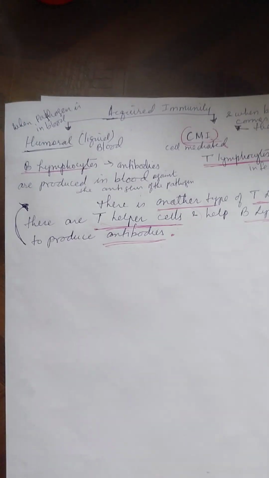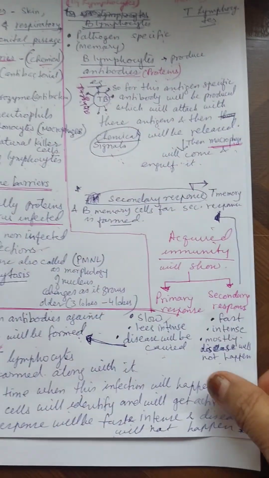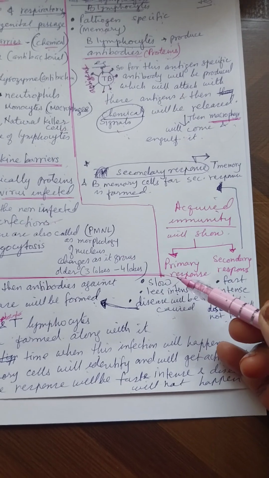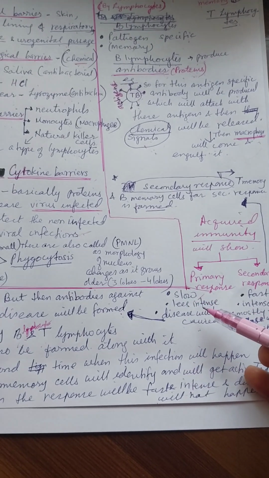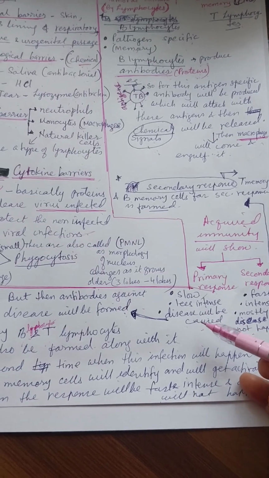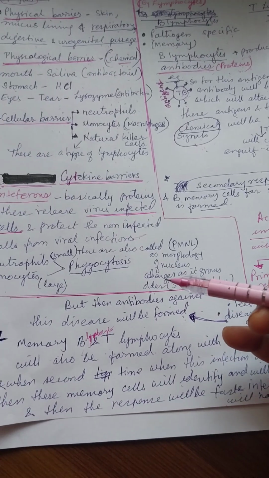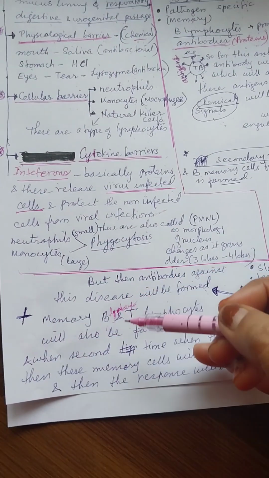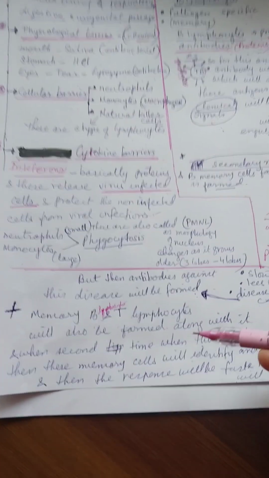Now let us understand the two types of responses in acquired immunity. So there are two types of responses, the primary response and the secondary response. When a pathogen enters, the immunity response will be slow and less intense and disease will be caused. But along with this, the antibodies against that antigens of the disease causing pathogen will be formed. Plus, the memory B lymphocytes and the T lymphocytes will also be produced.